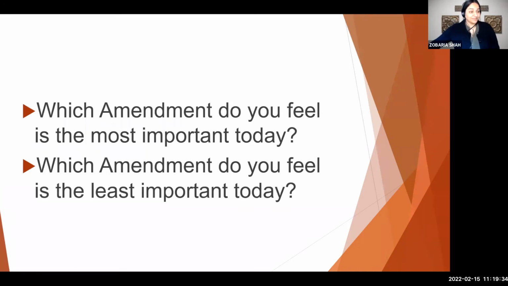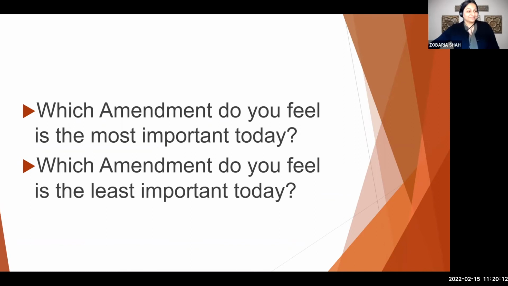Go ahead, Edgewood. I think the Third Amendment is the least important. It's just because we're not in war. And then the first one is important because if we couldn't say what we want, then we wouldn't be a free country, and it'd be a lot of different things than how we live today. And religion, we couldn't go and practice our beliefs where we want and when we want. So it would just change our lifestyle completely. Yeah, that's a great point. It would change the lifestyle of us as Americans.